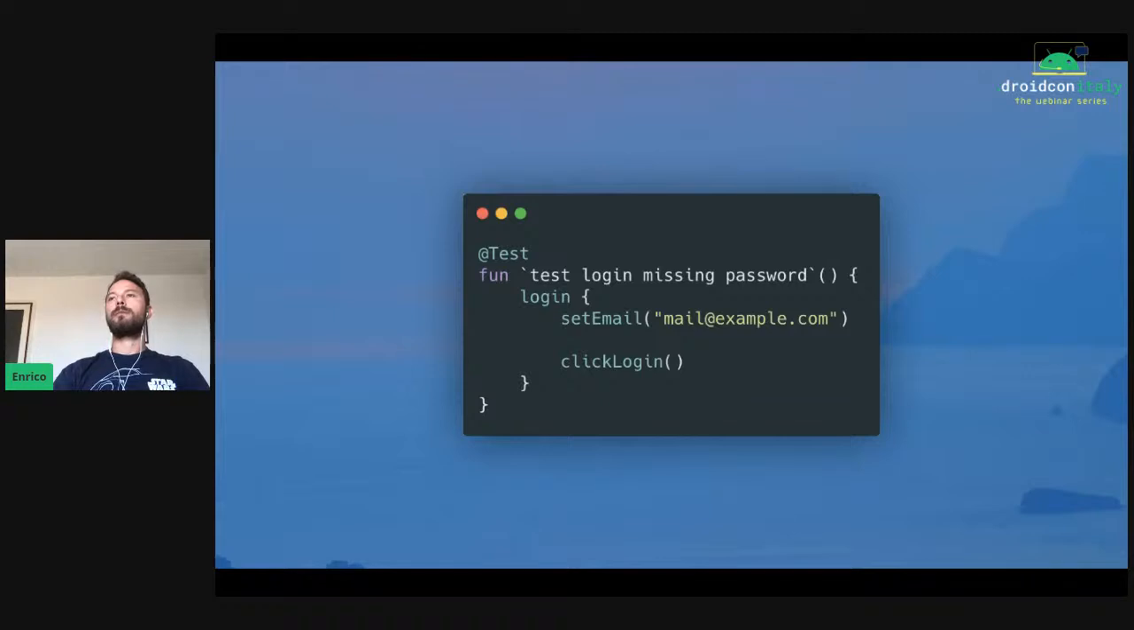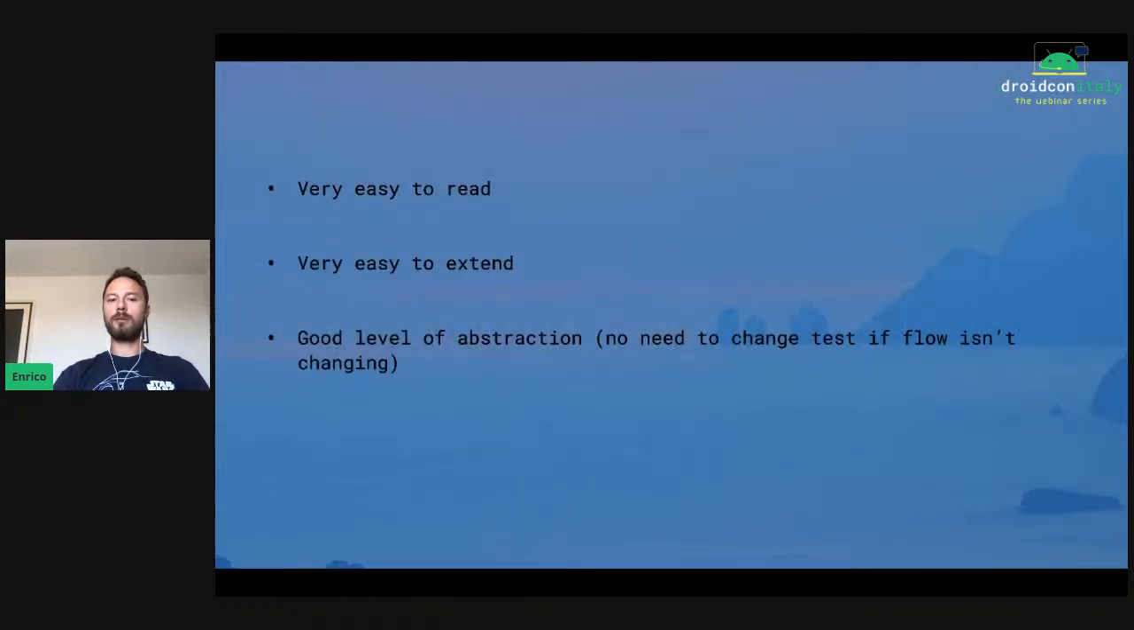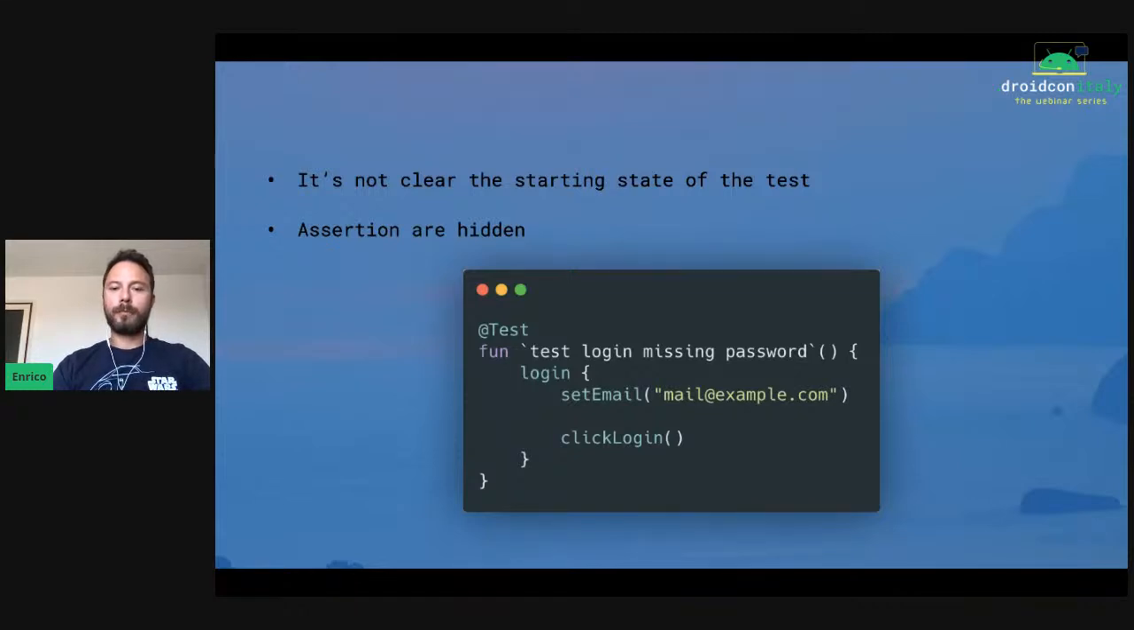This design pattern has pros and cons. It's very easy to read because it's very straightforward, it's very easy to extend, and it has a very good level of abstraction. We are not dealing with idling resources or mocking the network. Again, here we are just hiding that part of the test, which is very important. But there are also some cons. If you write this test, the starting point of the test is not very clear, and the assertions are hidden, so it's not very clear what we are testing.